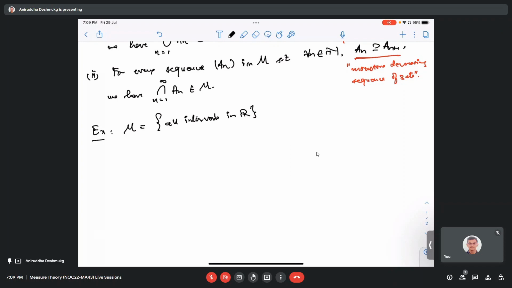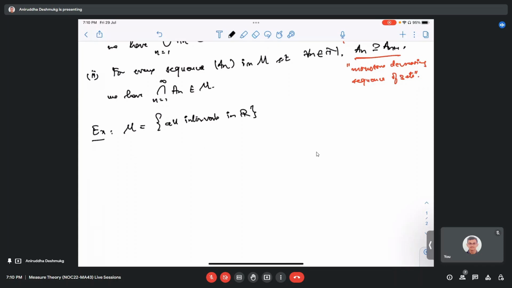Sir, because I can always choose a monotone sequence, and then I know that the union of intervals is again an interval, or the intersection. Is that so? See, this is an interval, right? 1, 2 is an interval. 3, 4 is an interval, but their union is not an interval. Yes, sir, but one interval must be contained in the other.